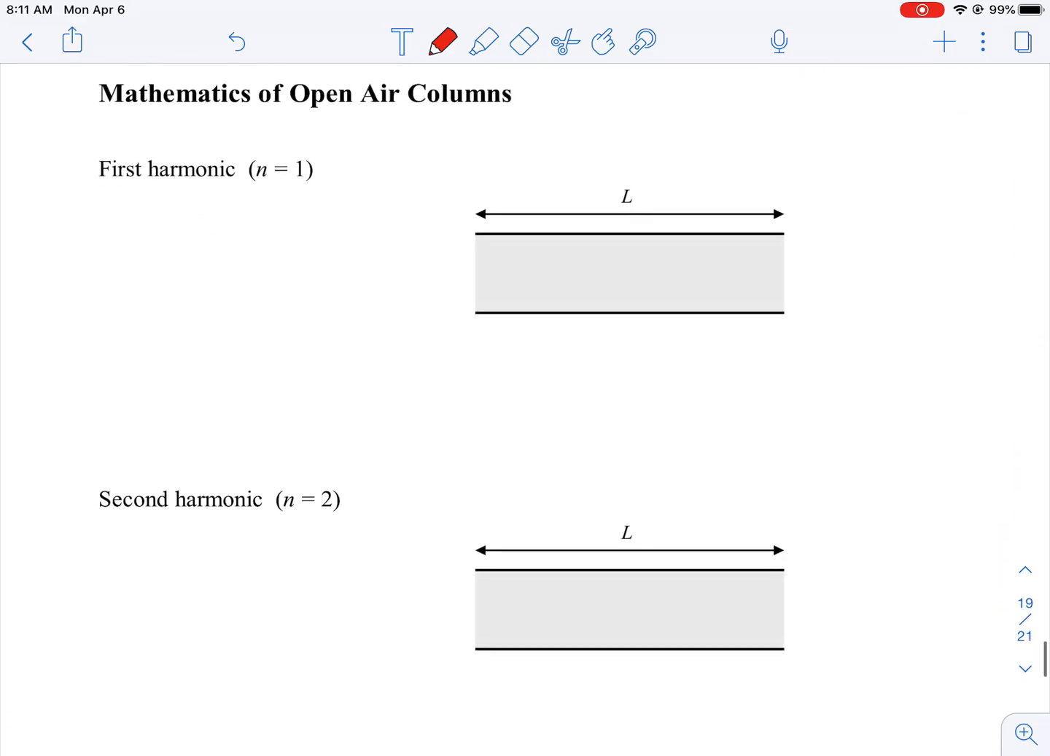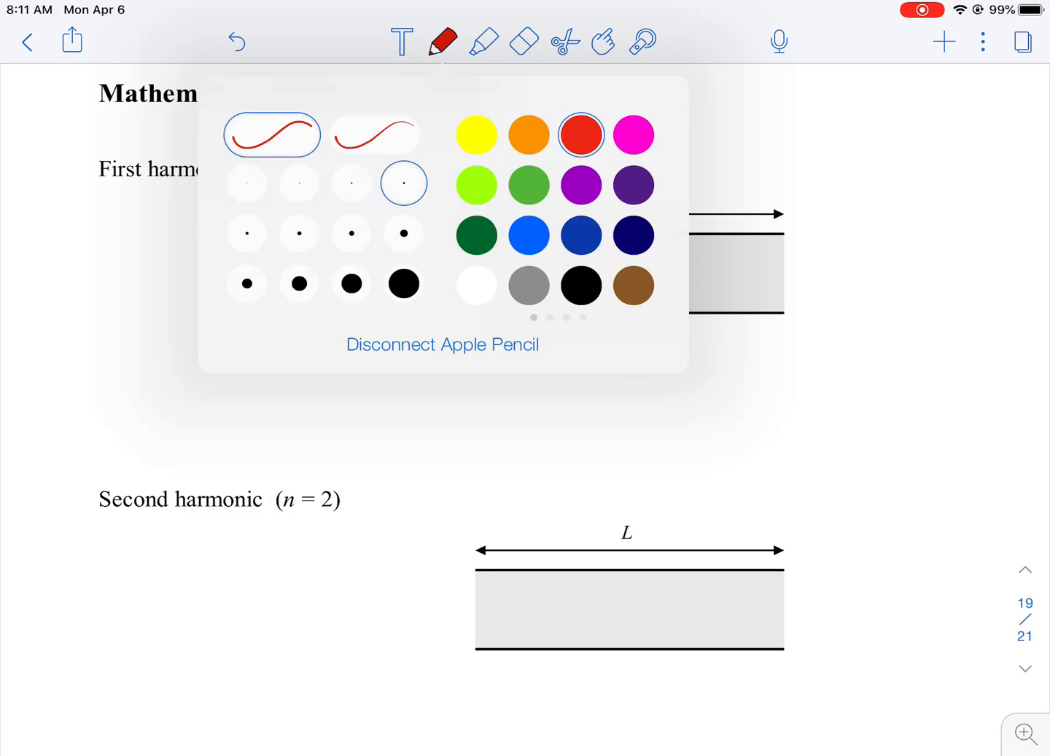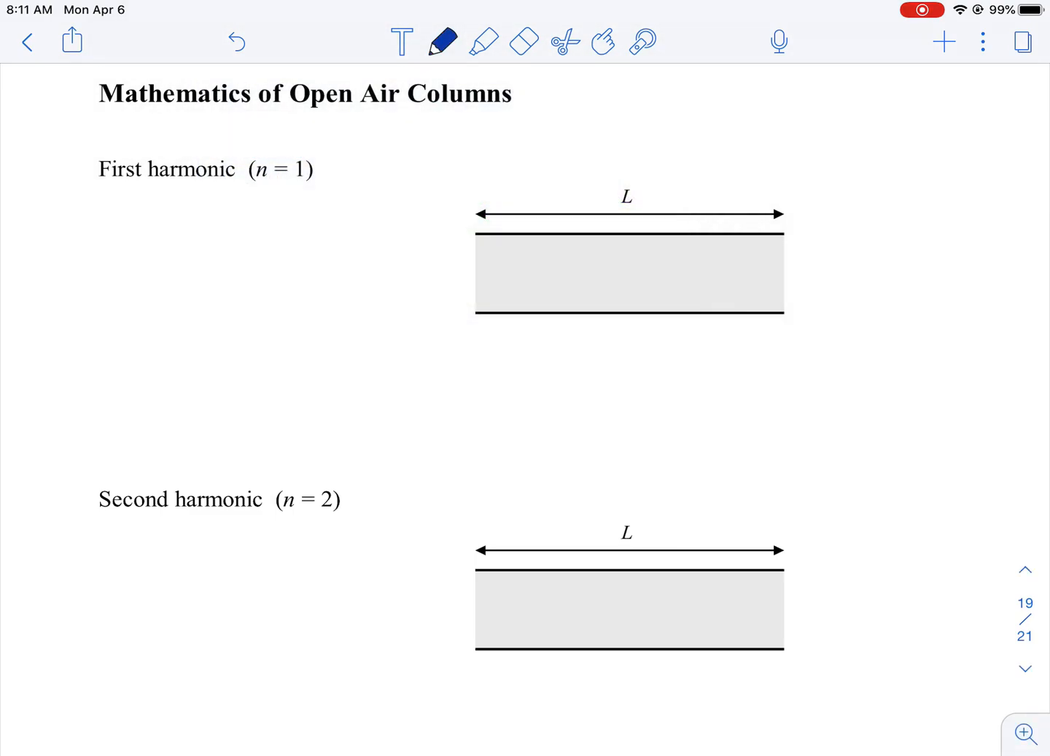Now, as we did before, let's take a look at the math for open air columns of some length L. So again, we start with the first harmonic, and I'll just go blue here. So remember, on an open end, is it a node or an antinode? So this one has to be an antinode here, and it has to be an antinode on the other side. And when you're at the first harmonic, or the fundamental frequency, this is where F1 is equal to F0, the lowest possible frequency, gives us the simplest standing wave, which means there'll just be one node in between.